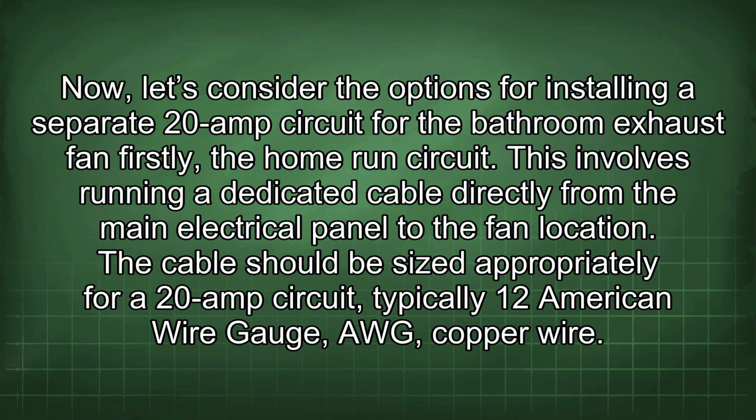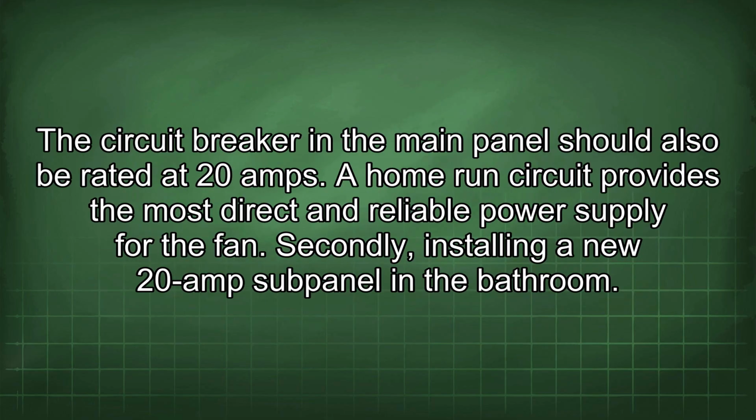Now, let's consider the options for installing a separate 20-amp circuit for the bathroom exhaust fan. First, the home run circuit. This involves running a dedicated cable directly from the main electrical panel to the fan location. The cable should be sized appropriately for a 20-amp circuit, typically 12 American wire gauge, AWG, copper wire. The circuit breaker in the main panel should also be rated at 20 amps. A home run circuit provides the most direct and reliable power supply for the fan.